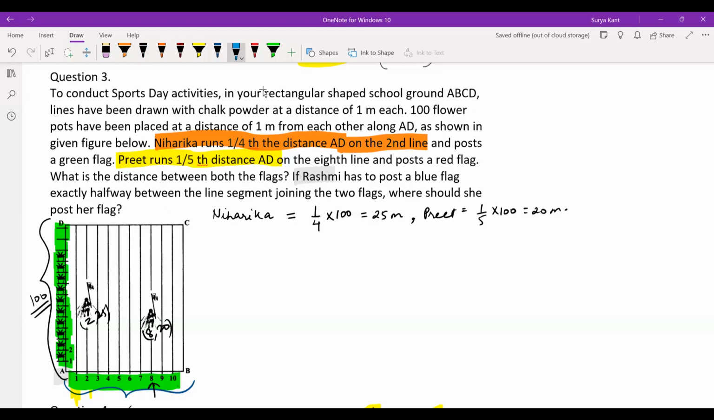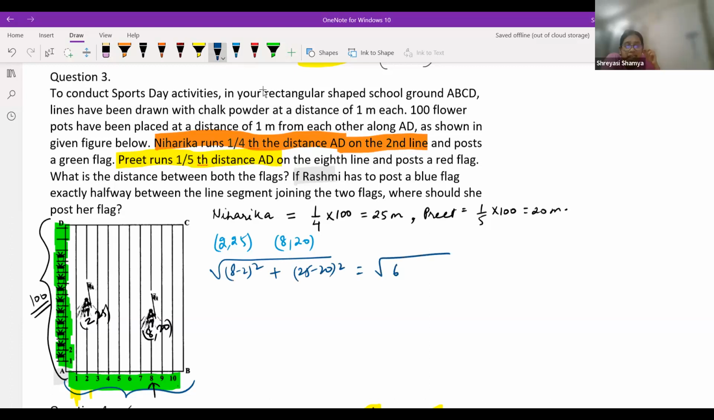Now what is the distance between both the flags? So one flag is 2, 25. The other flag is 8, 20. You can find the distance between them easily. And later on, what they have asked, if Rashmi has to post a blue flag exactly halfway between the line segment. So the midpoint of this you can find later on, right? For Rashmi's flag, that is the blue flag. First you find the distance between these two. So the distance between these two is (8 minus 2) whole square plus (25 minus 20) whole square.